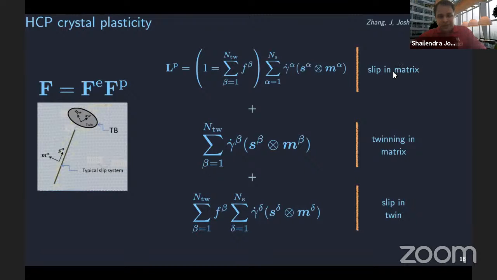I call that the matrix, and then the twin in the untwinned region, and finally the slip in the twinned region. F over here indicates the current twin volume fraction on a particular twin system beta. And as I mentioned, there are two types of twin systems, but each of them has 6 twin variants. So the total number of twin systems is 12, NTW is 12, and S is 18. So the total number of slip and twin systems at a given point inside a material is 30.